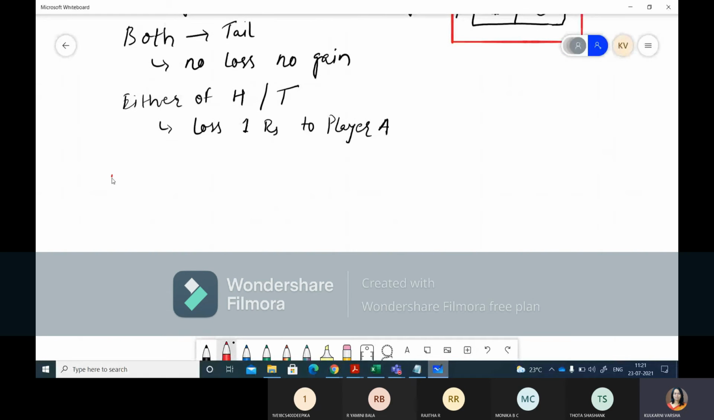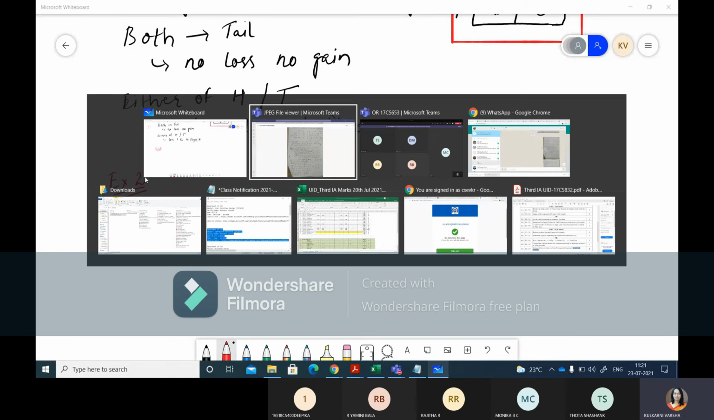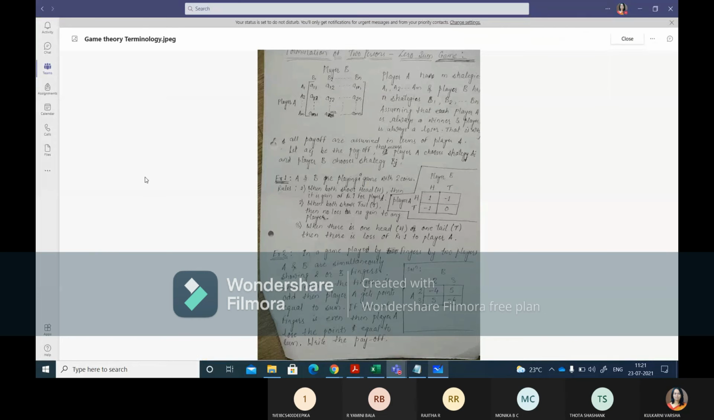Okay, so we'll go for one more example, that is example 2. See here, there is a game, example 2, in a game played by fingers by two players. So what exactly is that game saying? A and B are the players who are simultaneously showing two or three fingers.